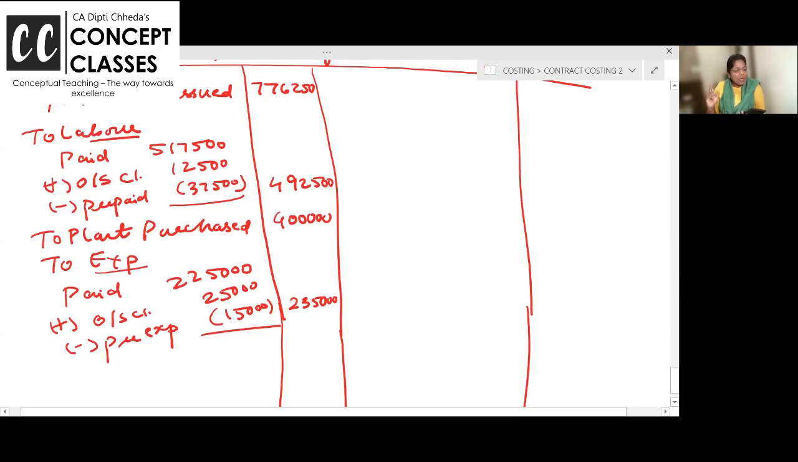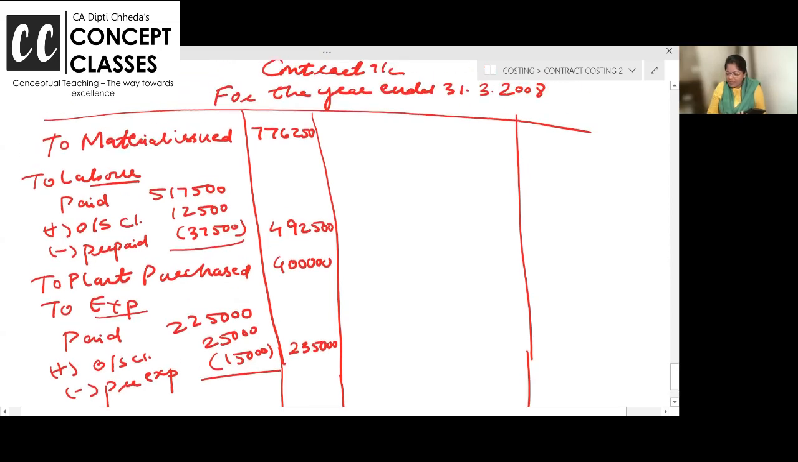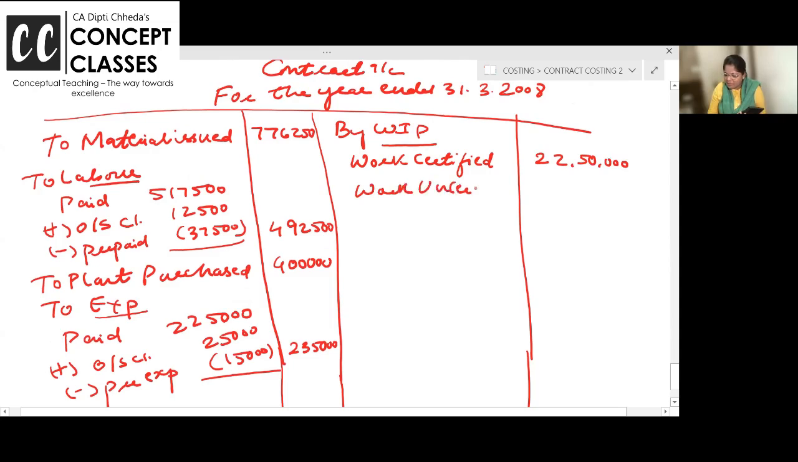Now they said one of the plant is returned and after that work certified. So return we will write here, but I told you the first place is parked for work in progress. What is work certified? Work certified 22,50,000. Work uncertified 25,000. Cash received we never take anywhere.